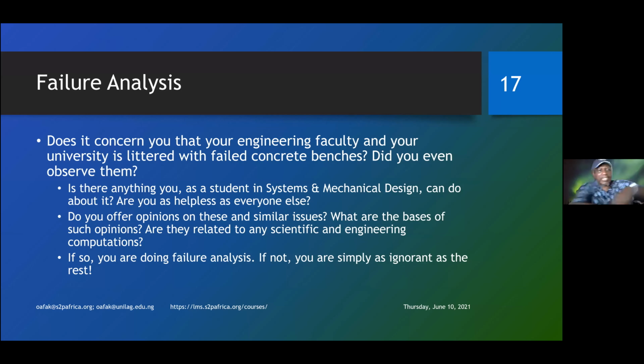Okay, see failure. Have you seen these pictures? What I'm showing you here, have you seen them in engineering? For instance, this is in the shed in front of the civil engineering department.